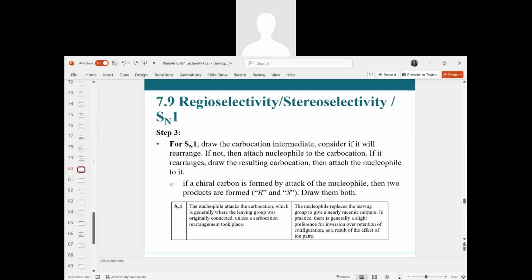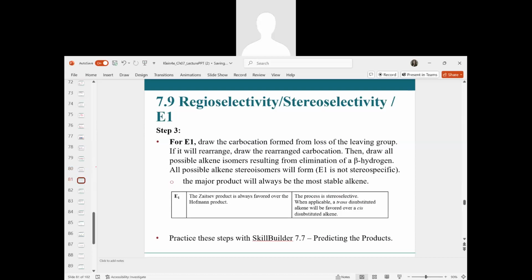For SN1 mechanisms in our step 3 analysis, we know that nucleophilic attack of this carbocation will result in a mixture of configuration. R and S products will both be formed, so we have to draw them both. The reasoning is that our nucleophile replaces the leaving group and gives this nearly racemic mixture. So remember, there is always that slight inversion over retention.